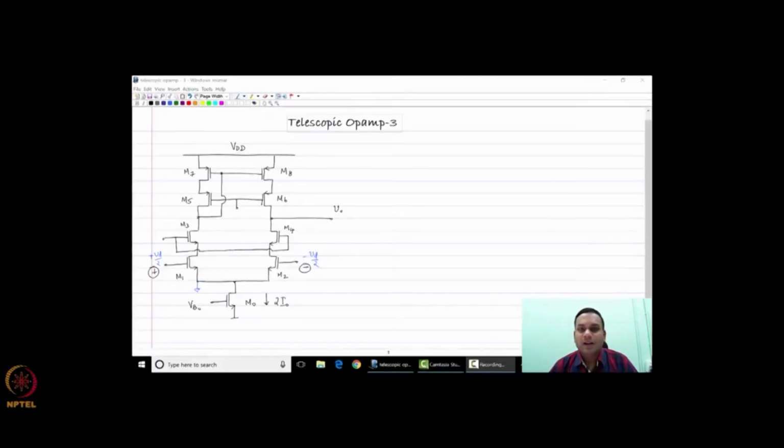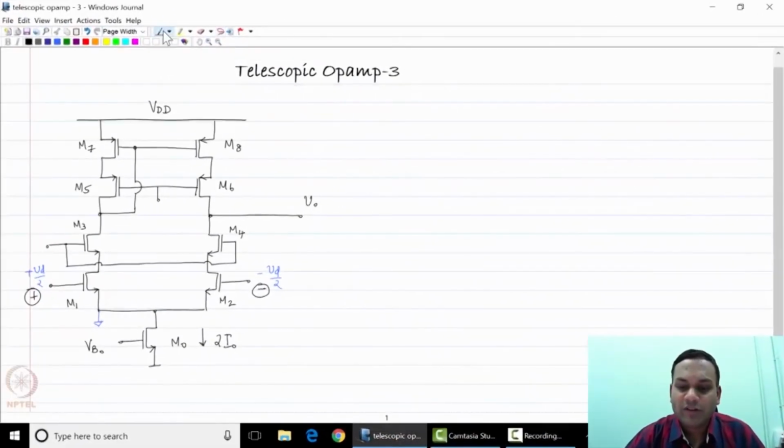In this lecture, we are going to look at the frequency response of this telescopic op-amp. So let us now start naming the nodes. As you can see, the telescopic op-amp has a much larger number of nodes compared to the two-stage op-amp.